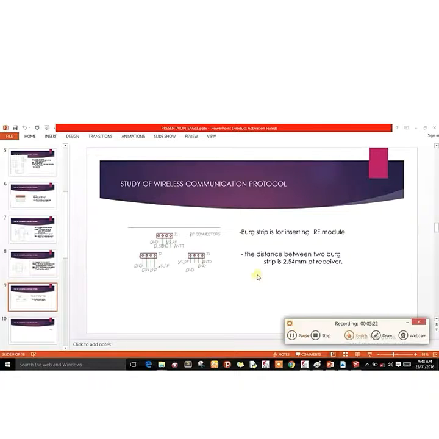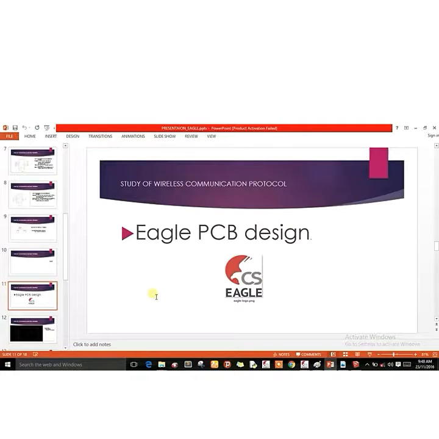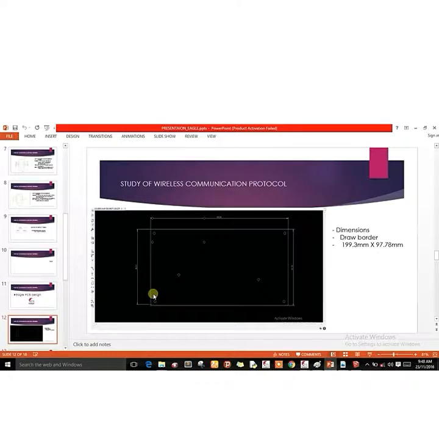Now we will turn towards PCB designing. PCB designing is basically the design of the PCB layout from the .sch, that is, the schematic file. So the first step is taking the dimension. In Eagle, in PCB designing, we measured the PCB dimension, which is 199.3 mm by 97.78 mm, which is our PCB.